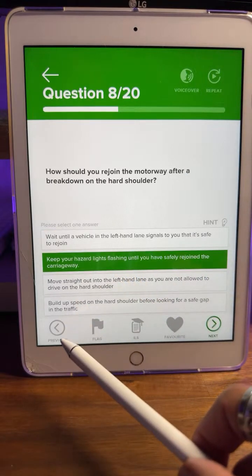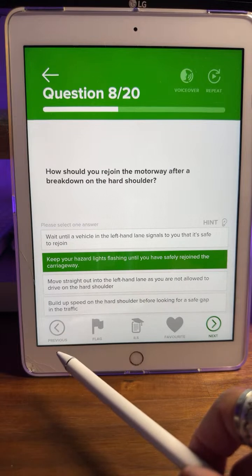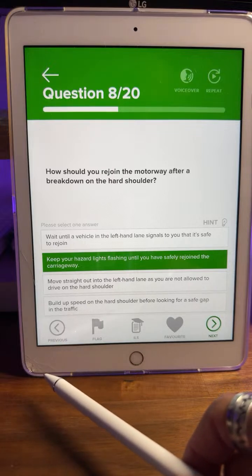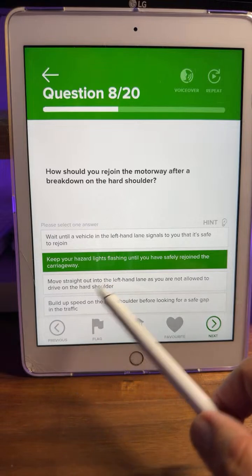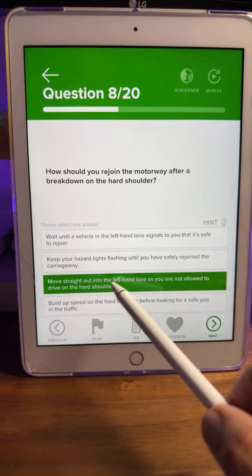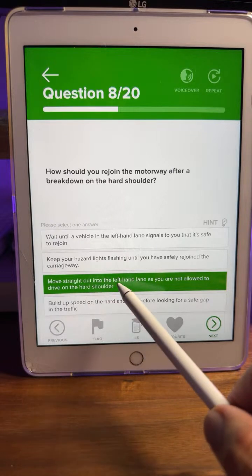Keep your hazard lights flashing until you have safely rejoined the carriageway. Well, you can keep your hazard warning lights on, so that's actually good anyway, on the left hand, and then put your right signal on when you're up to a certain speed. Move straight out into the left-hand lane, as you're not allowed to drive on the hard shoulder. That's very dangerous. So we're not going to do C. You never move straight out, okay?